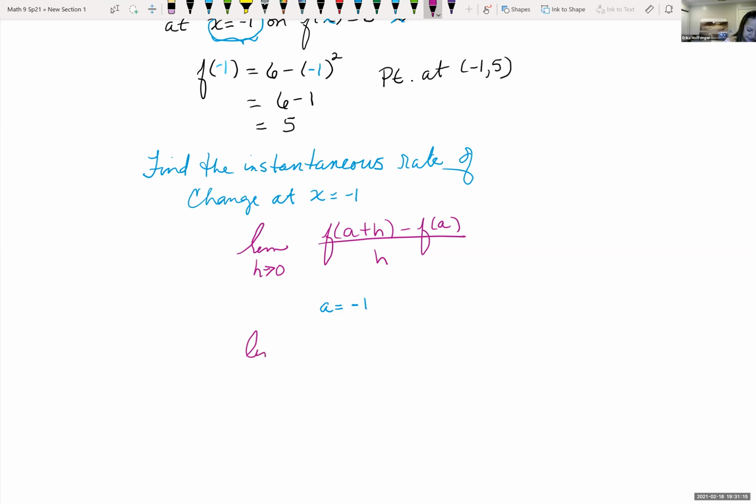So we're looking at the limit as h approaches 0 of the function f at -1 plus h, minus f of a. Our a value again is -1, so minus f of -1. And we're putting this all over h.